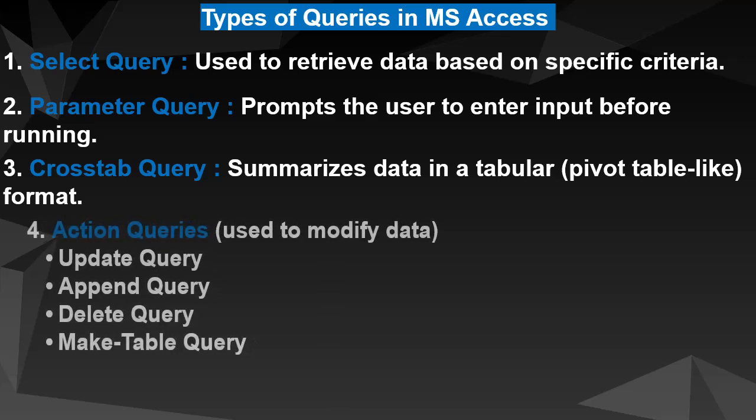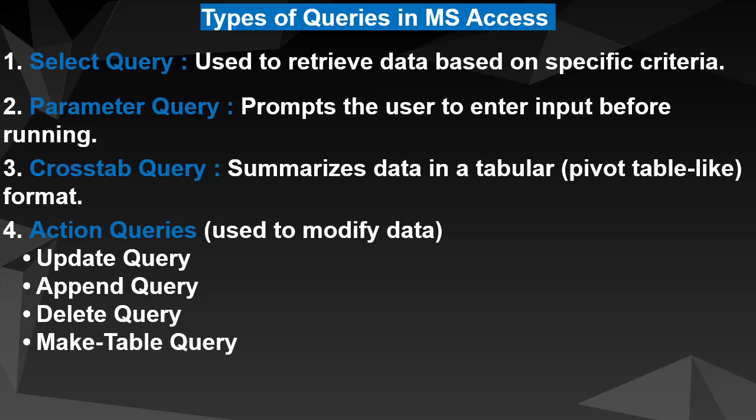Next one is action queries. These are used to modify data, not just view it. There are four types of action queries. Update query, to change existing data. For example, increase price of all products by 10%. Append query, to add records to another table.